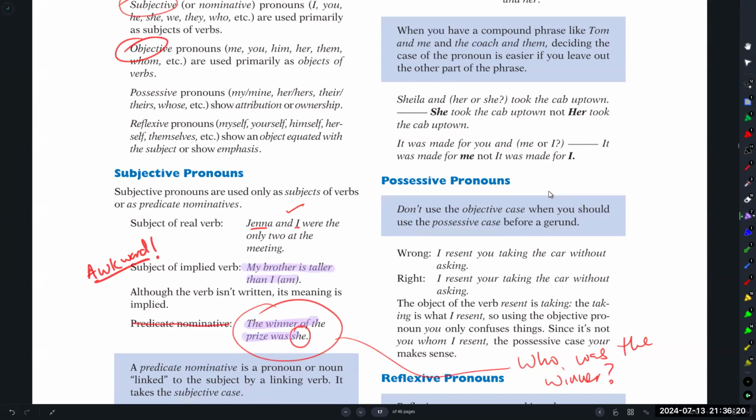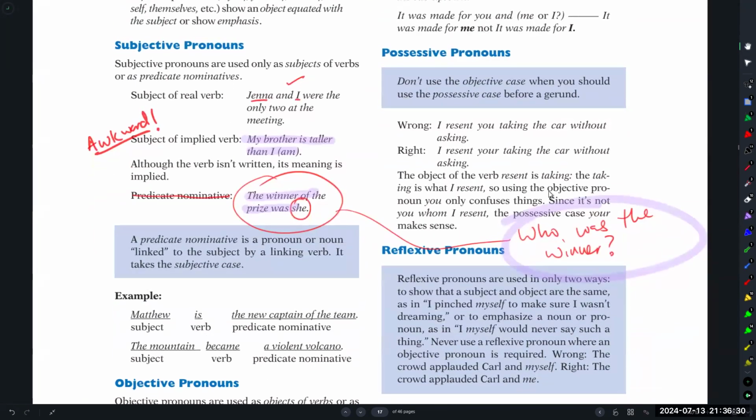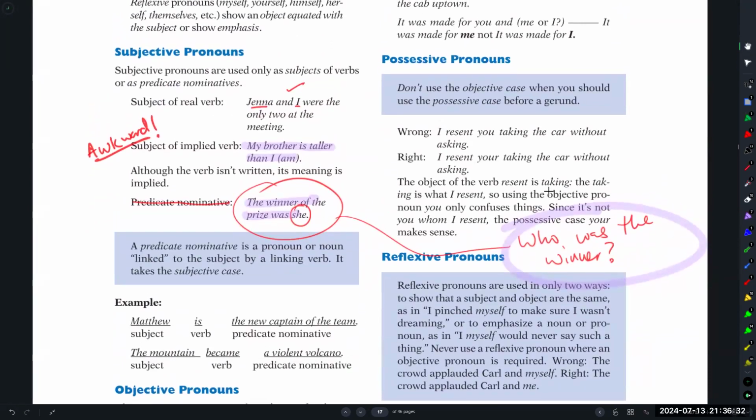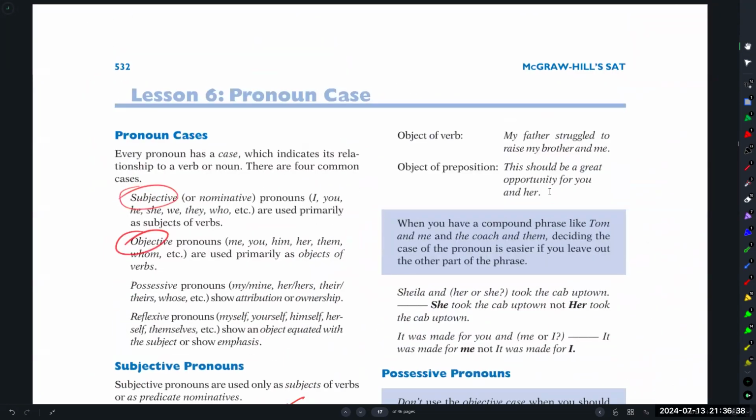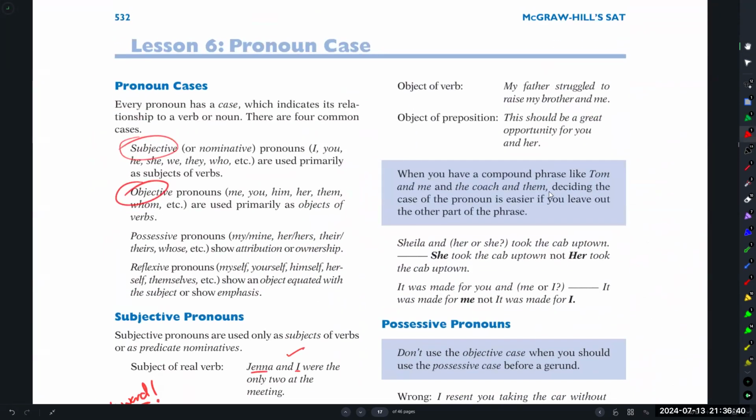If there's this kind of construct, you rephrase it, you restructure the question: who was the winner of the prize? She was the winner of the prize. So you write that down. Similarly, "Matthew is the new captain." That's fine, ignore it. Ignore this one too. Yeah, here: "Sheila and her took the cab uptown."